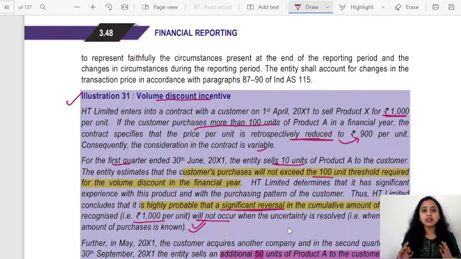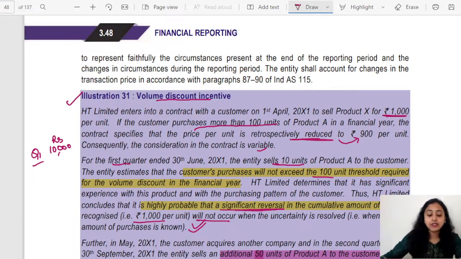Till now clear? So for the first quarter, you will be recording at 1000 per unit for 10 units. So in quarter 1, you will be recording rupees 1000 into 10, that is 10,000 rupees revenue.